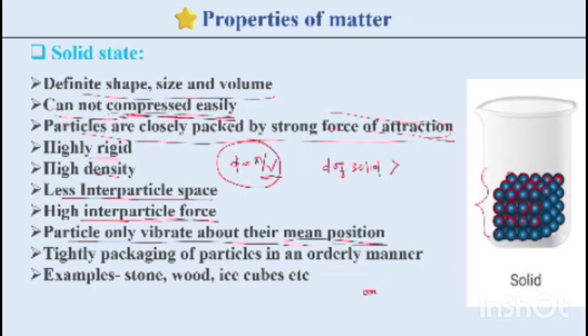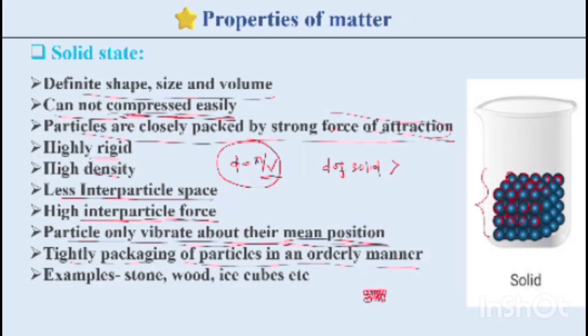Why? Because these particles are tightly bound with each other. There is no space between them. So how can they vibrate? If there is some space between them, only then will they be able to vibrate. So that's why the particles of a solid only vibrate about their mean position, and the vibration is very less. Clear? Till now clear? Next.